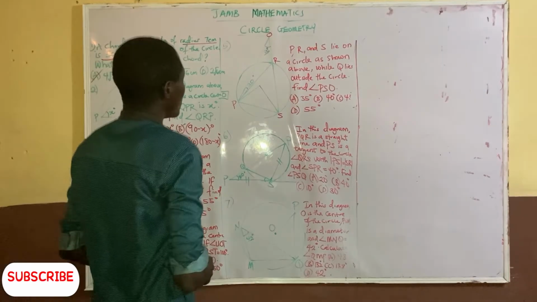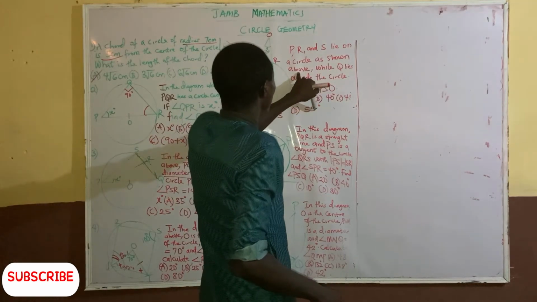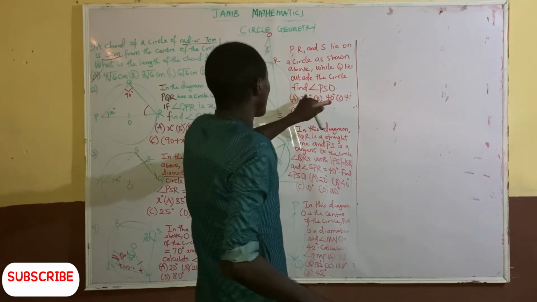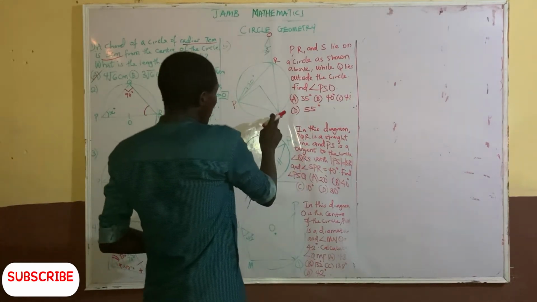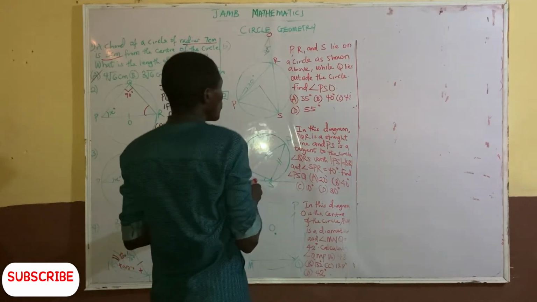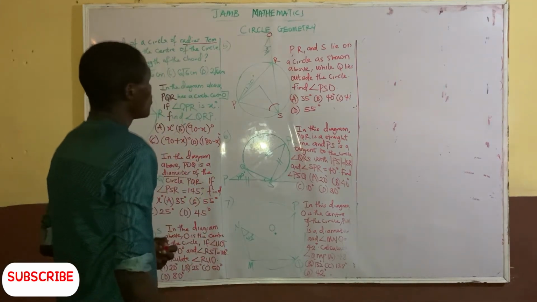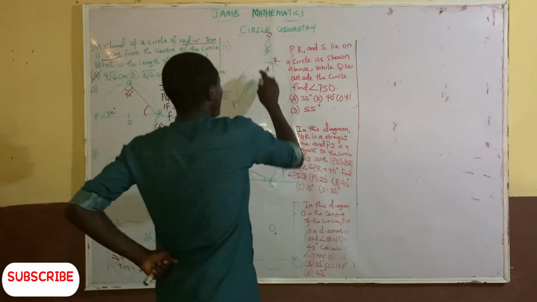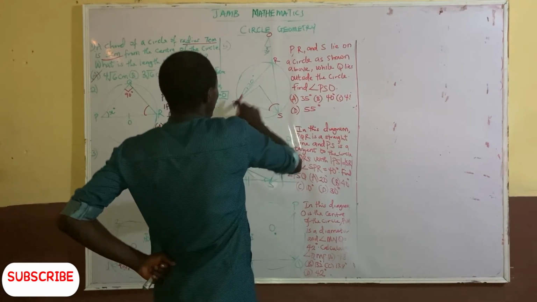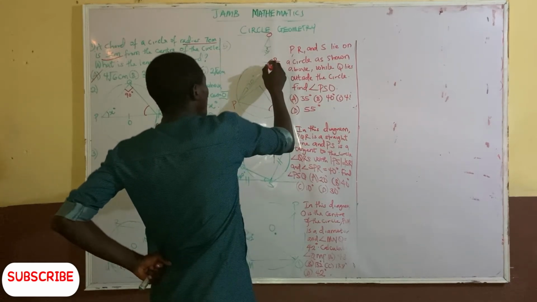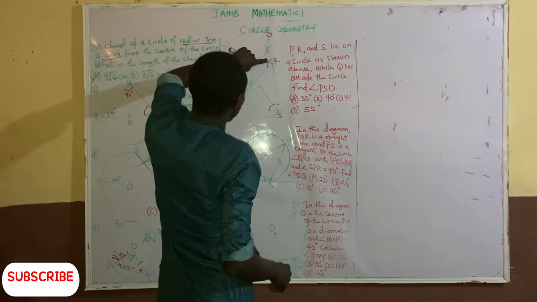Question number 5 says that P, R, S lie on the circle as shown above, while Q lies outside the circle. Find angle PSO. So we are looking for the angle here. How do you get the angle here? The first thing is that you can see we are given an extension here, which is angle PRO. Considering angle PRO, we need to get this angle because the angle here will be the exterior angle of this triangle.